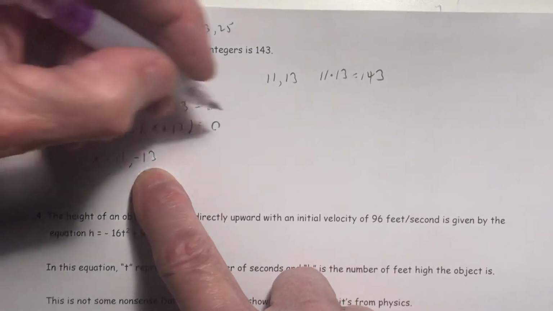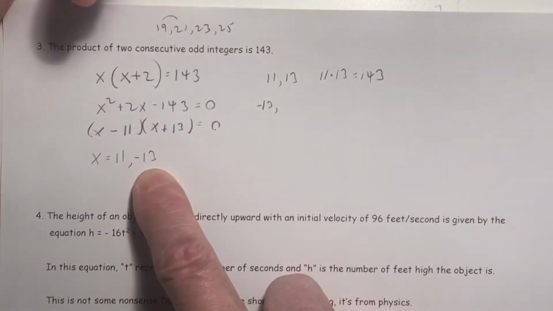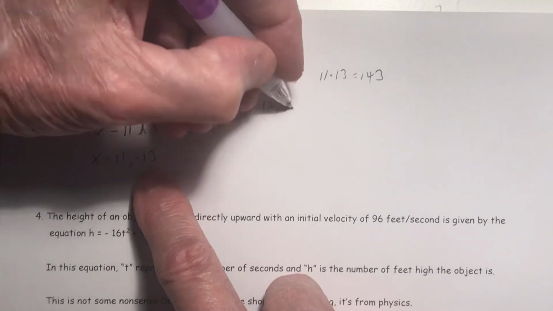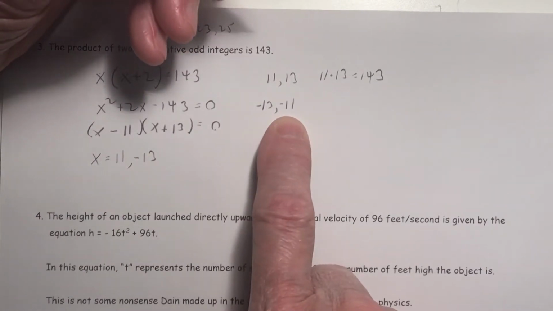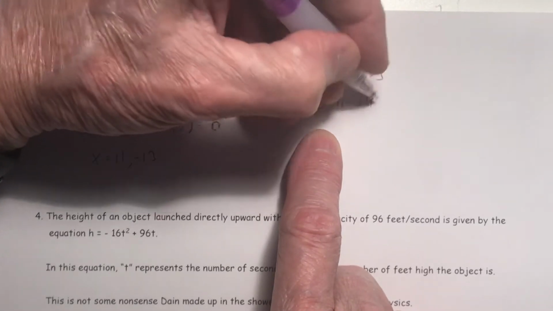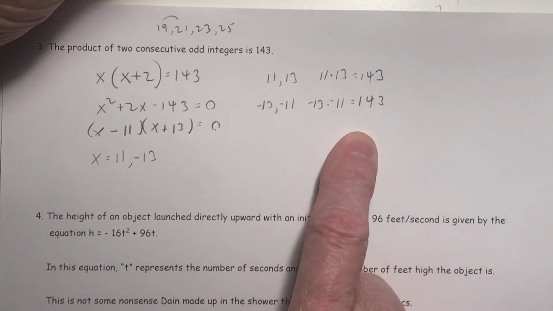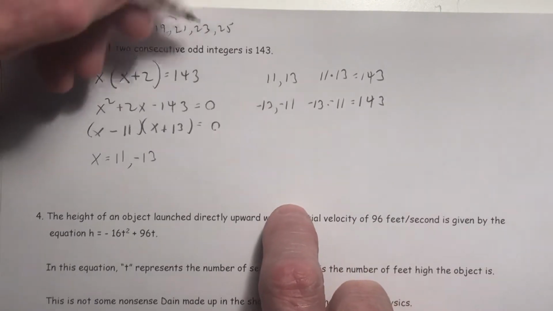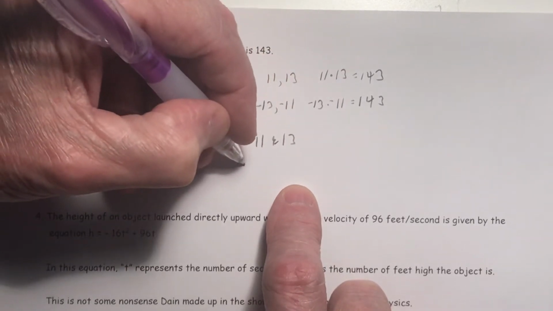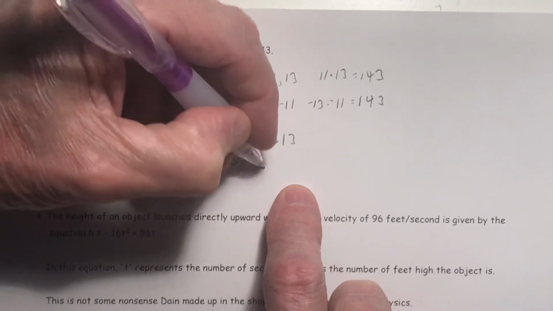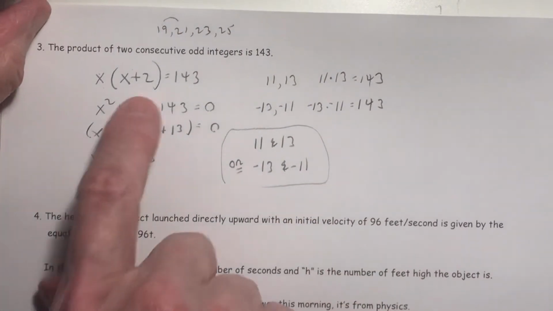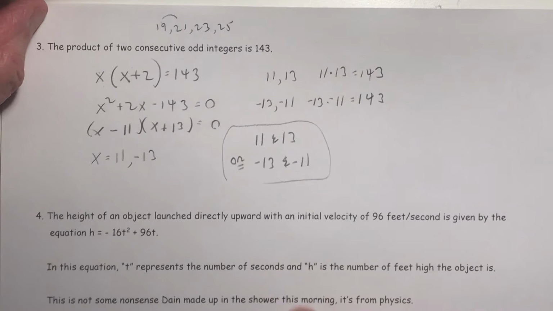If we say that x is negative 13, then the next number is negative 13 plus 2, which would be negative 11. That's two consecutive odd integers. Negative 13 times negative 11 also has a product of positive 143. So the solution is either 11 and 13 or negative 13 and negative 11. There's two pairs of numbers that will do what the question is asking for.